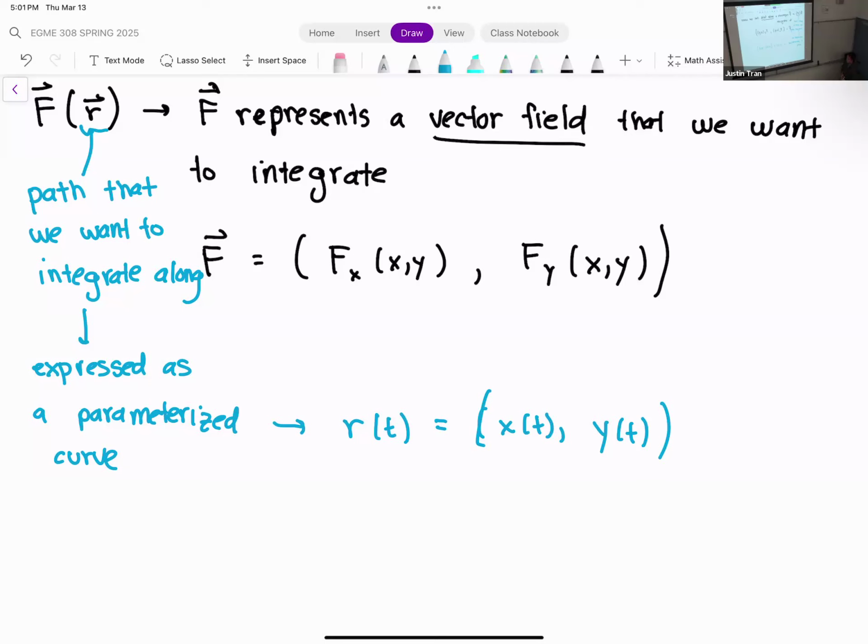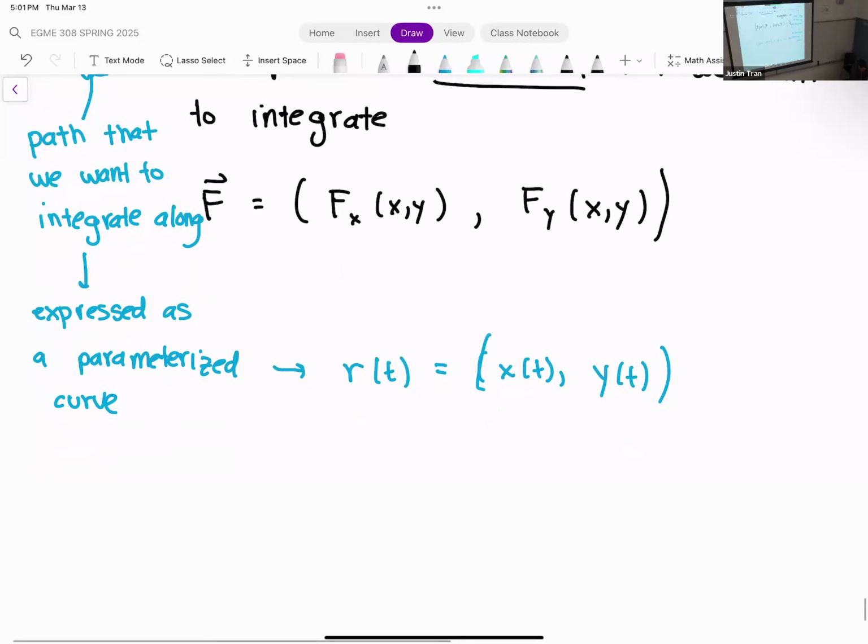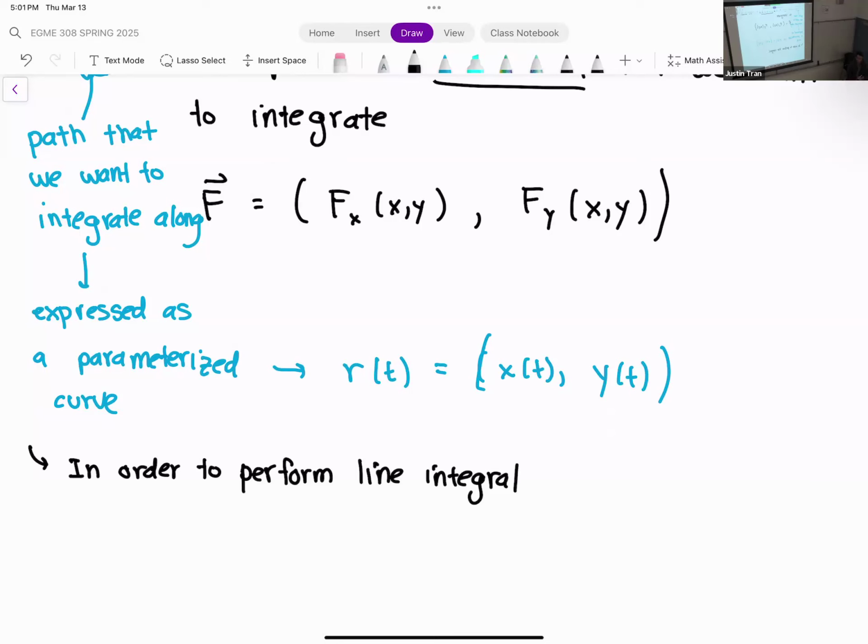So what does it mean to combine these two ideas, and what does it mean to take f of r? Basically, we take our vector field f and parameterize it in terms of our parameterized curve. In order to perform the line integral, we have to express our vector field f in terms of the parameter of our parameterized curve.